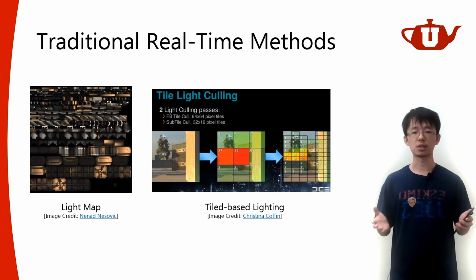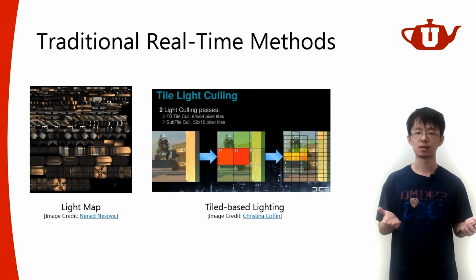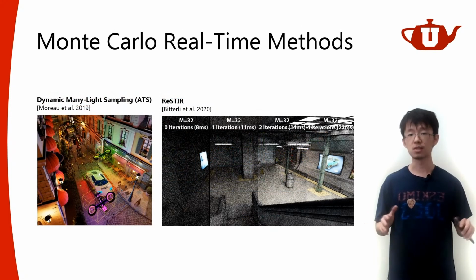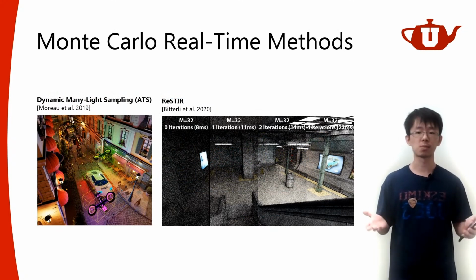Traditionally, game engines handle scenes with many lights using a mixture of baking and tile-based lighting. However, this method cannot handle both fully dynamic scenes and unbounded light influence ranges. Recent works have lifted these limitations by bringing Monte Carlo sampling for many lights to real time, thanks to ray tracing capable GPUs and high-quality denoisers.